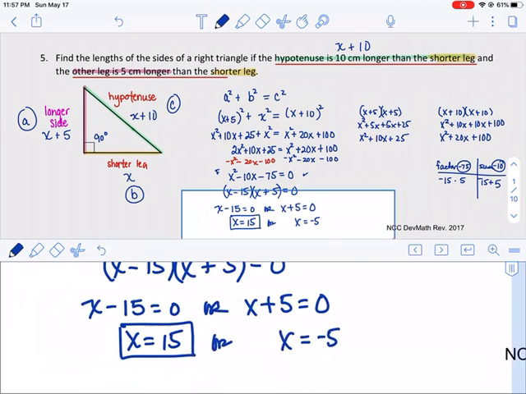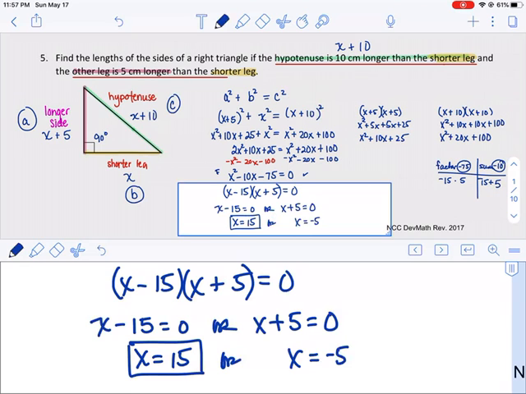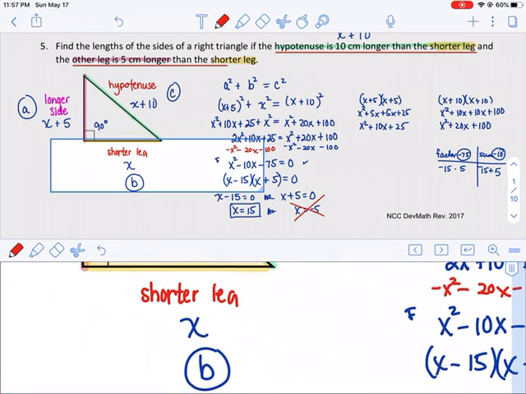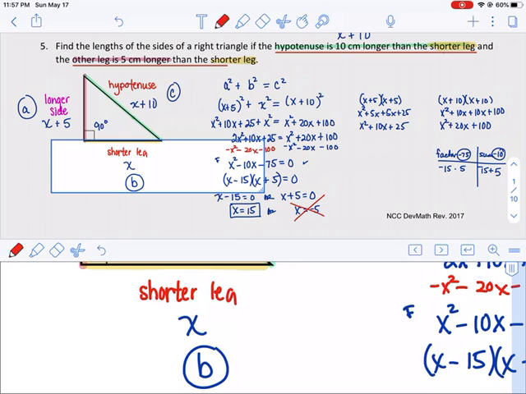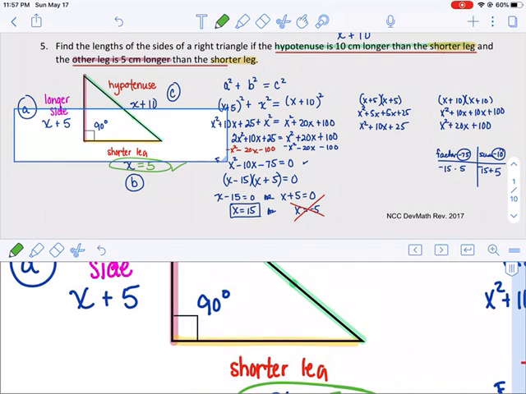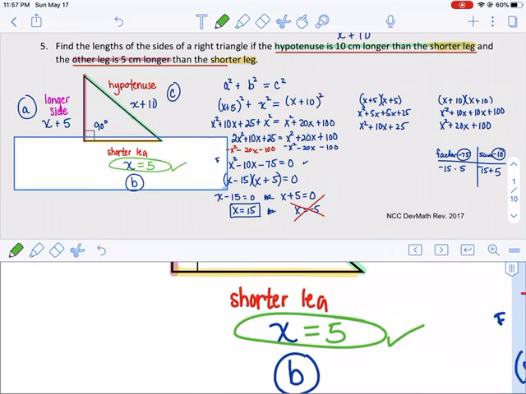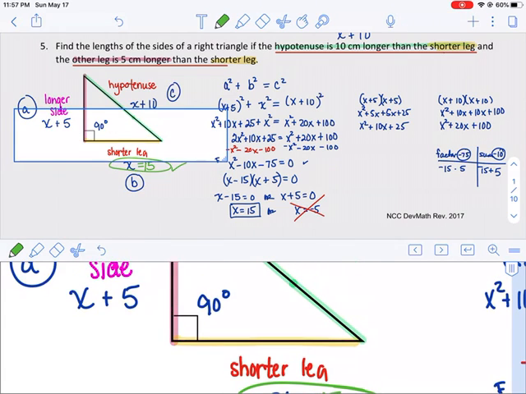And it turns out that negative 5 is going to be extraneous because you can't have a triangle side with a negative length. So we know that x is 15, so the shorter leg in the triangle is 15. Let me go to a different color. We would have the shorter leg is equal to 15. And then the longer side would be 15 plus 5, or 20, so the longer side would be 20.